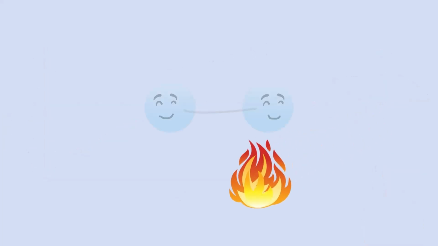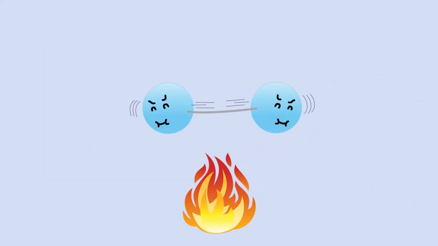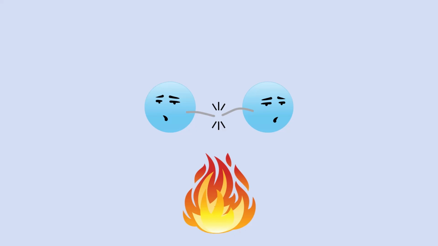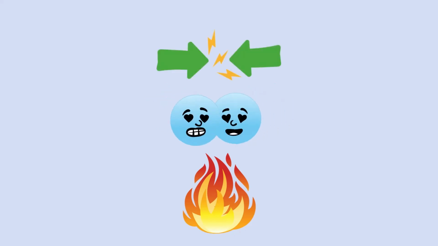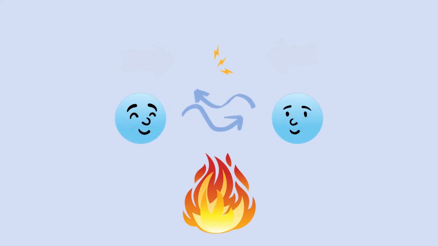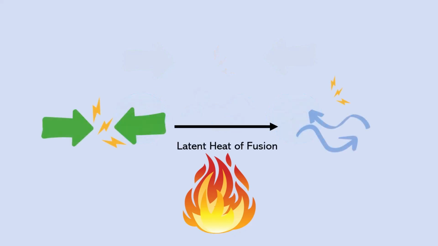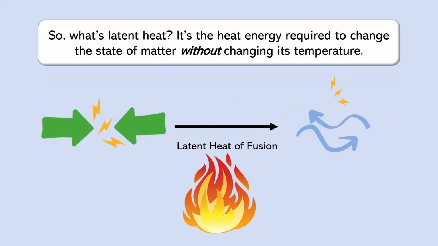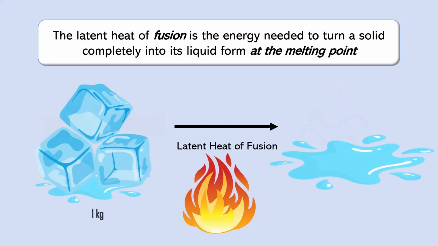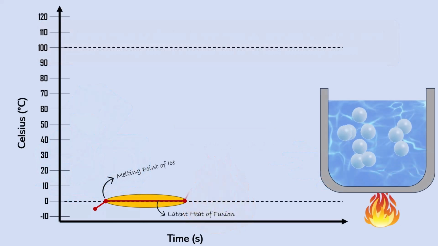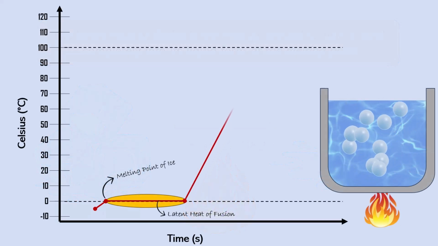Why? Well, the heat energy is being used to break the bonds between the particles, or in other words, overcome the force of attraction between the particles in the solid. This hidden energy is called the latent heat of fusion. So, what is latent heat? It is the heat energy required to change the state of matter without changing its temperature. The latent heat of fusion is the energy needed to turn 1 kg of a solid into a liquid at its melting point. Once the ice turns into water, we can continue heating it.